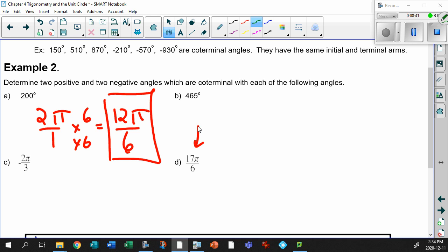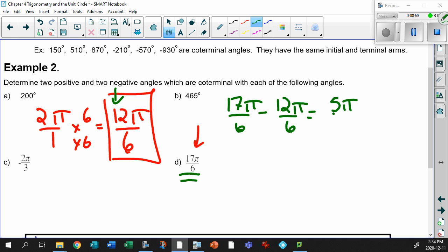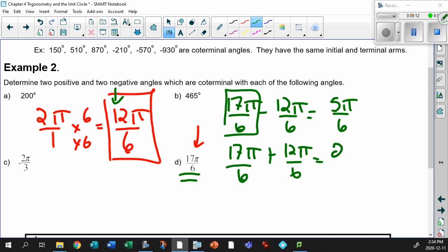First things first. I notice that this is 12 pi over 6, so in other words, this one has obviously gone too far. Let's subtract 12 pi over 6 from 17 pi over 6. It's going to be 5 pi over 6. There's your first positive. Now, since we're already at 17 pi over 6, we can add 12 pi over 6 to this. 17 pi over 6 plus 12 pi over 6 is 29 pi over 6. So there's your two positive values. And this looks like the smallest positive value.